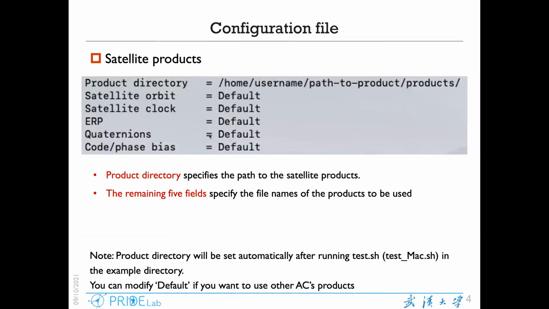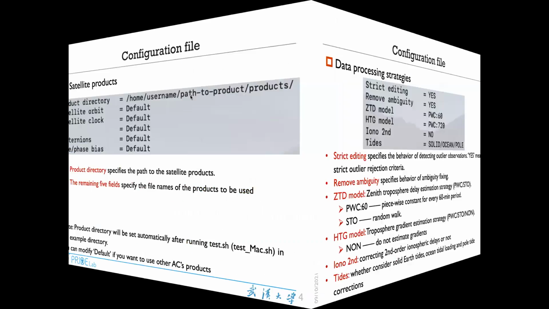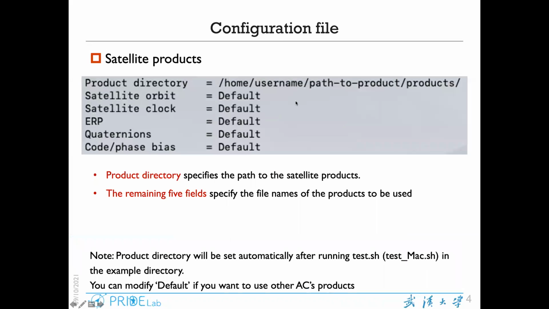The second part is the satellite products. Satellite product is quite straightforward as well. So the first line is the product directory. The product directory will be set by the script as well. I suggest you don't change it, because you don't want to put your products here and there, that will mess up your computer. All of the products will be downloaded automatically to that directory in the software, and you don't need to worry about anything about the product.